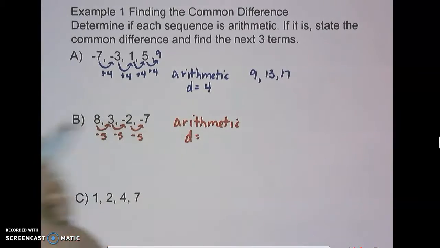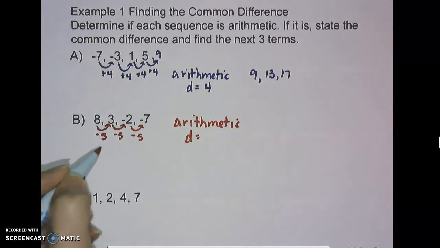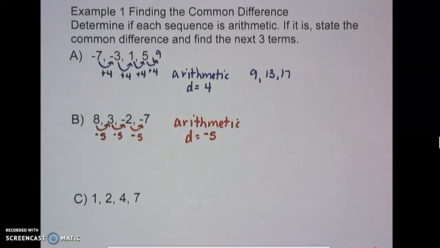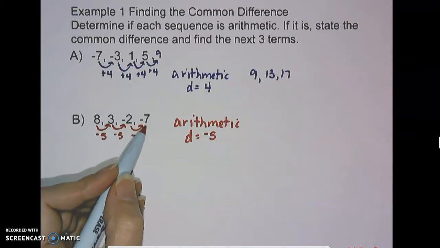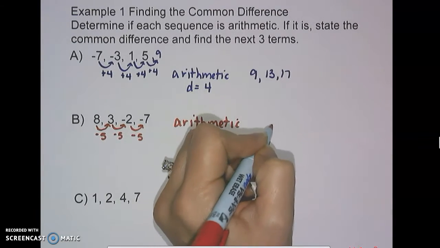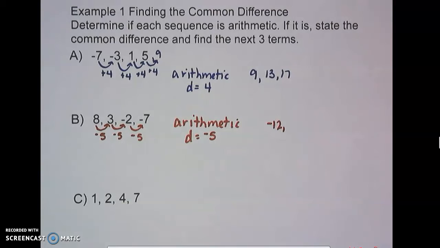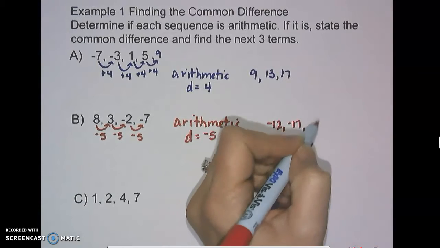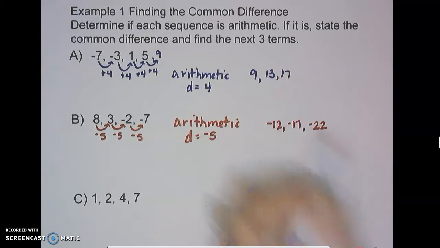Our common difference is whatever we just did each time. It's got to be consistent. It's called a common difference, so it needs to be common between all of them. And then we need our next three terms. We're at -7. We need to add a -5 or subtract 5, which would give us -12. We would subtract 5 again and get -17. And one last time, because we need three terms, would be -22. So those would be the next three terms in this sequence.